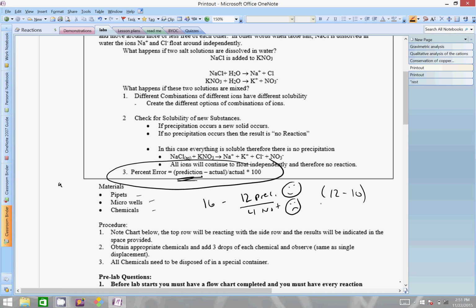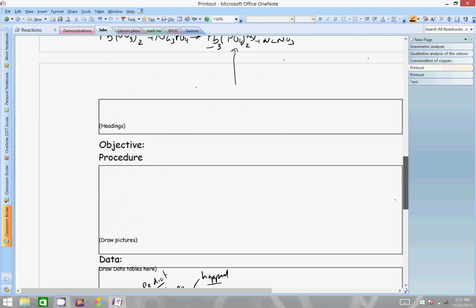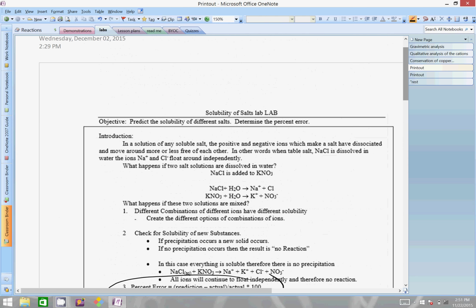And so 12 minus 10, and then divided by the actual, which is 10, and times 100. And this will give you your percent error. Another name for percent error is percent change. Alright, so this is our lab, showing the pre-lab and giving you an idea of sort of how this lab works. Thank you very much.